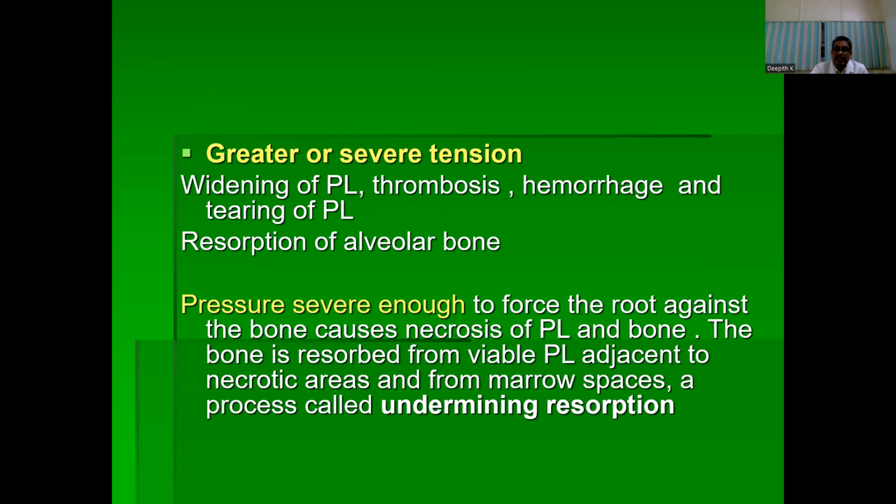Pressure severe enough to force the root against the bone causes necrosis of the periodontal ligament and bone. The bone is resorbed from the viable periodontal ligament adjacent to the necrotic area, from the marrow space, and the process is called undermining resorption.